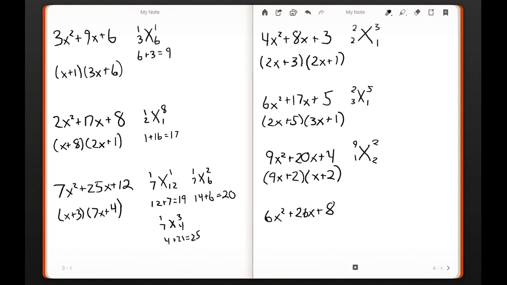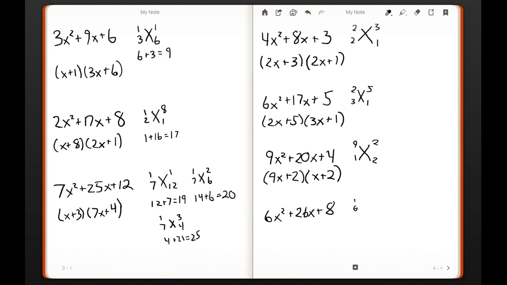Okay, now this one's a little tricky. We have many different combinations for 6, many different ones for 8, and 26 seems like it'd kind of be right in the middle. So for this one, it's hard to guess what we should start with. Let's just start with 1 and 6.